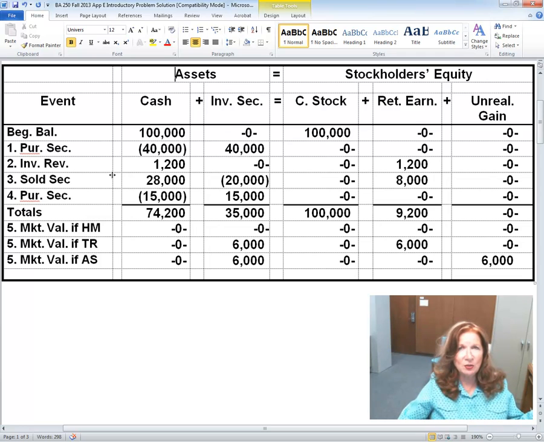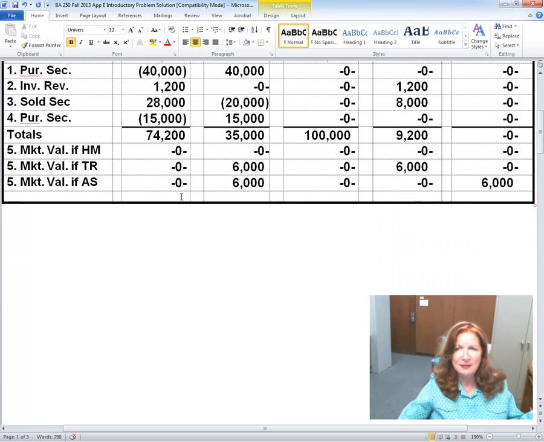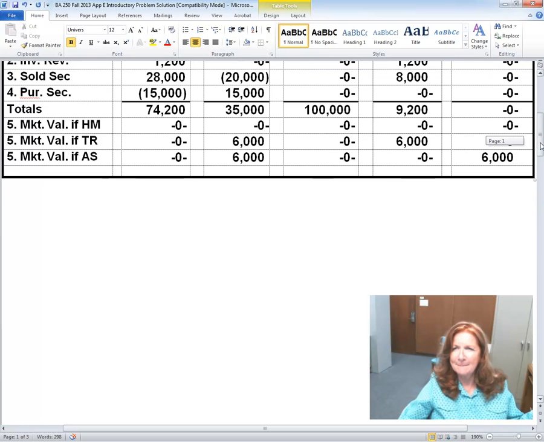And then we sold some securities. So here's the cash coming in for the securities. And here's the $20,000 going down from the investments because we don't have them anymore. And then here's the $8,000 of gain in the retained earnings. And then we purchased more securities, so $15,000 of our cash went out, and $15,000 of investments went up in our securities.